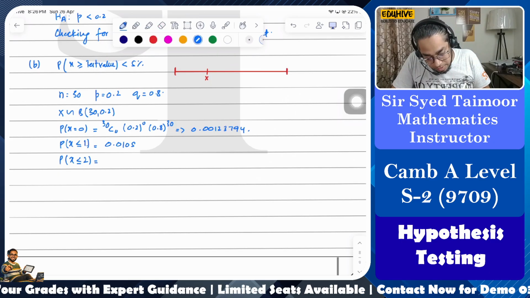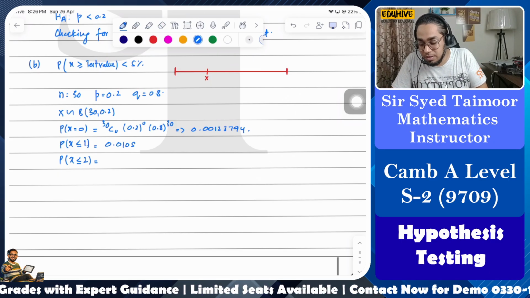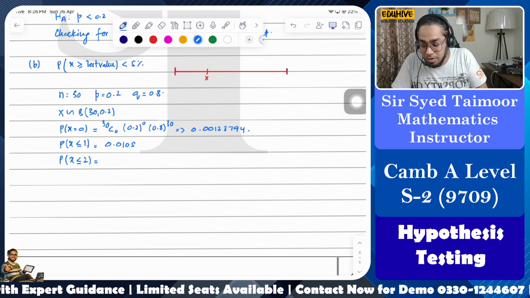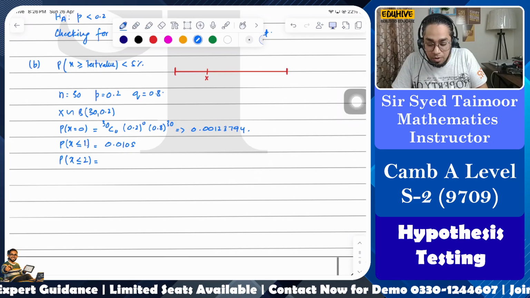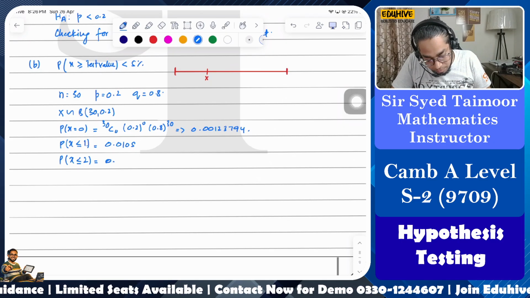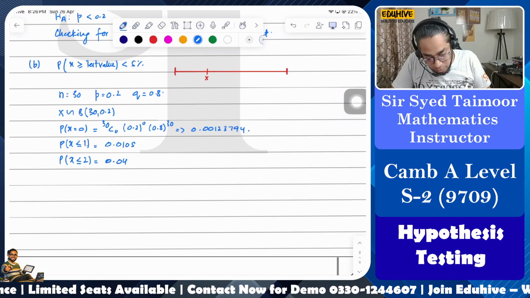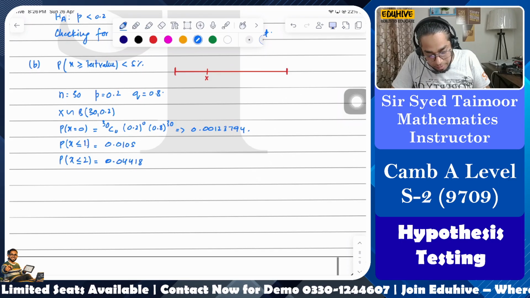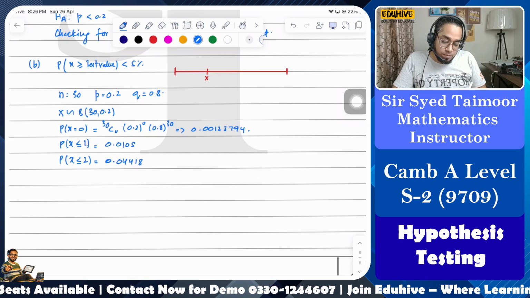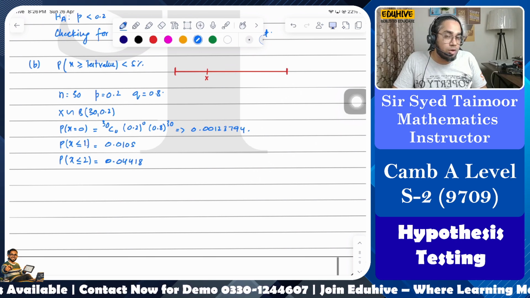So now we will check for 2. We will just replace our value from the top. It was 1, now I will put 2. So I'm getting 0.04418. Okay. Yeah, you need to just put 2 over there.